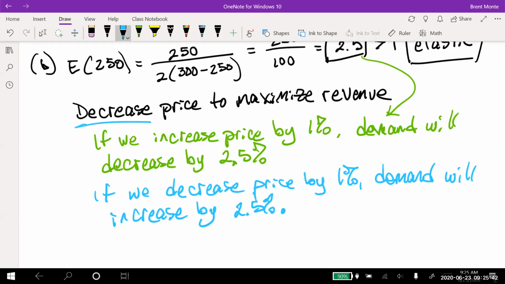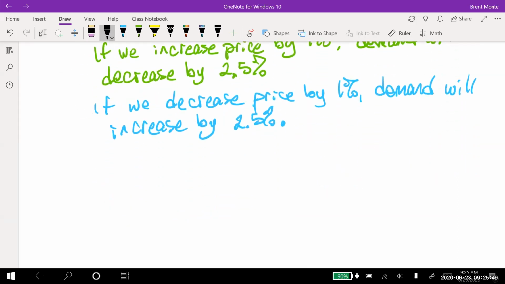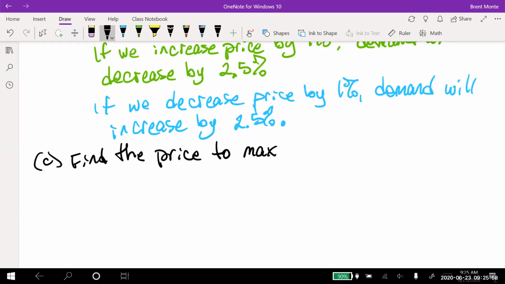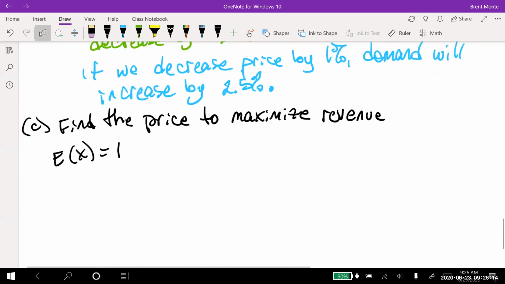Well, let's see. We had $250. Let's see what price would give us maximum revenue. So part C, find the price to maximize revenue. All right, let's try it. So we're going to set E of X again equal to 1. We want unit elasticity. Well, E of X is X over 2 times 300 minus X.